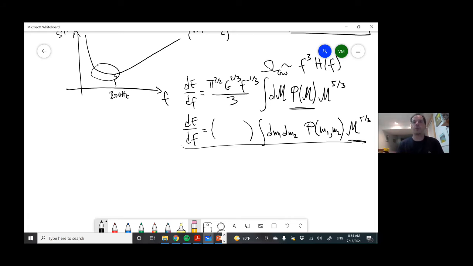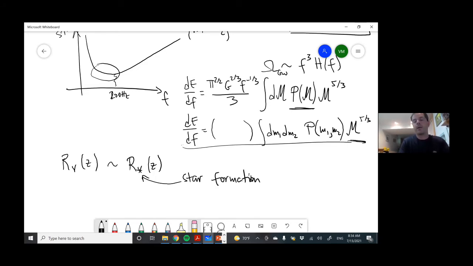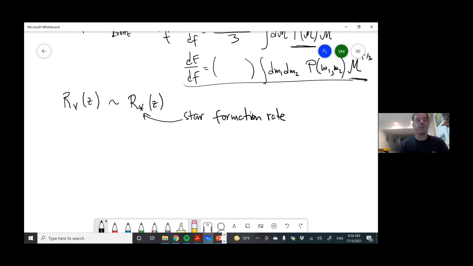So if we assume that our compact objects are of stellar origin, so they're stars that collapse, then we can assume that the RV of Z is related to the star formation rate. Okay, so this is the rate at which the stars are formed. And this quantity is actually relatively well known. It's something that is measured by the astronomers.